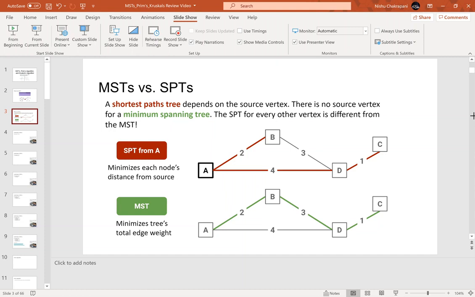Whereas an MST looks at the graph as a whole and minimizes cost along the entire graph, or in the whole big picture. So if you sum up the edge weights for that SPT, you'll actually see that it's a total cost of 7, while this MST is a total cost of 6. So an SPT can sometimes be misleading. An SPT is not always an MST.